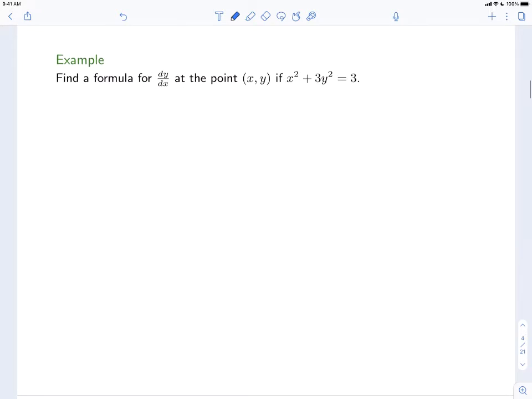Let's consider our ellipse again. X squared plus 3y squared equals 3. Let's use implicit differentiation to find a formula for dy dx at an arbitrary point x comma y. So we simply write down the equation x squared plus 3y squared equals 3. And then we differentiate both sides of this equation with respect to x.